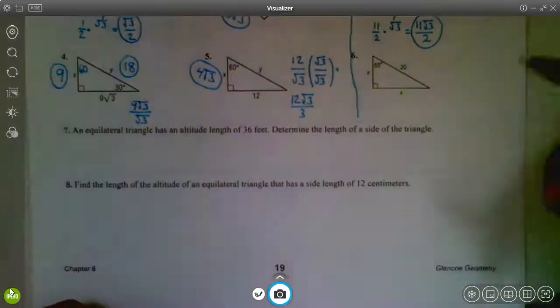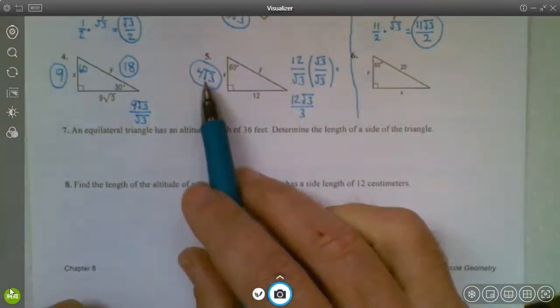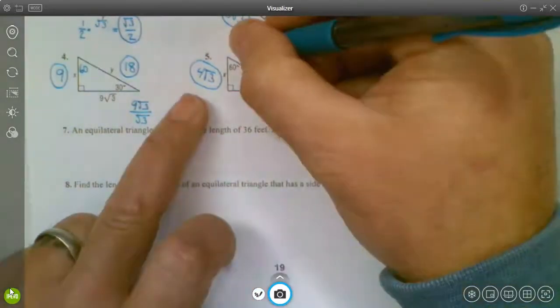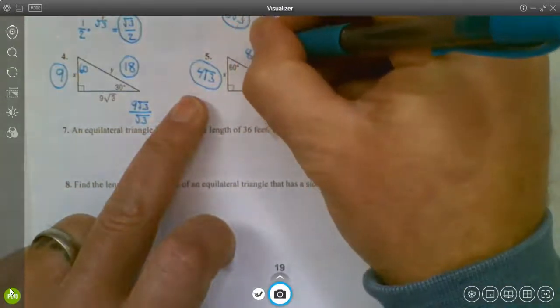Those are the hardest ones. All right, so here is our short leg. How do we go from short to hypotenuse? Remember, we just multiply by 2. So it becomes 8 root 3.